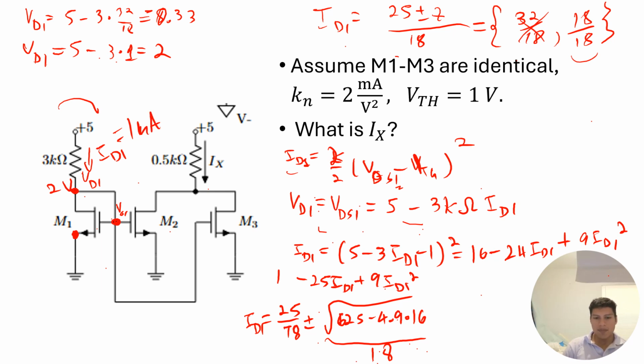Now comes the interesting part. As we said before, because 1 milliamp flows through here, 1 milliamp has to flow through this one, because all of these are identical. That also means that 1 milliamp has to flow through this one. Since 1 milliamp flows through each of these, 2 milliamps has to flow through this one. I've asked this question multiple times in an exam, and usually a lot of students get it wrong.